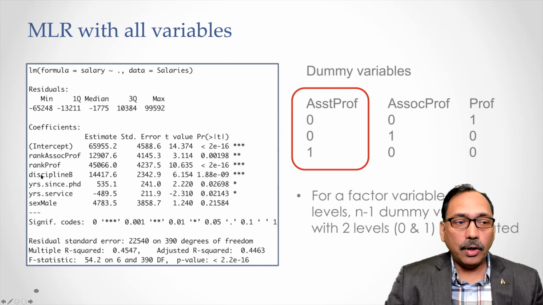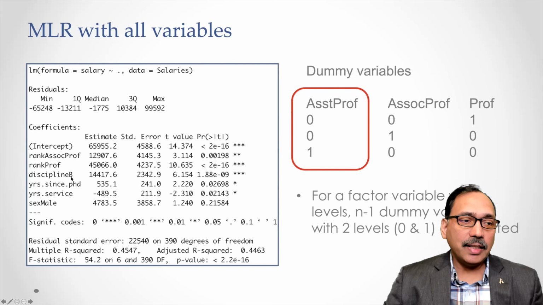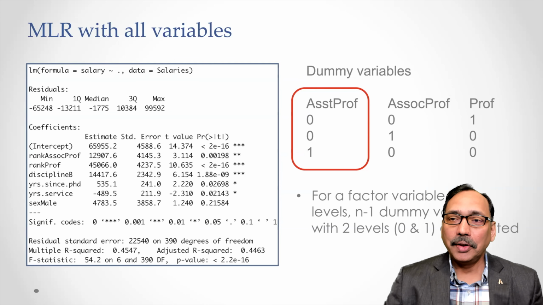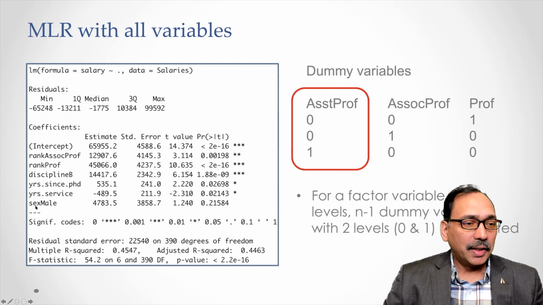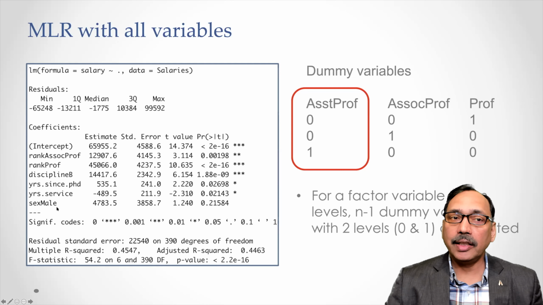And discipline was a factor variable with only 2 levels. So it says discipline B, which automatically means that when this is 0, we are talking about discipline A. And the same thing with the sex variable. This one is for male. So when in the equation this value is 0, it automatically means that we are talking about female.